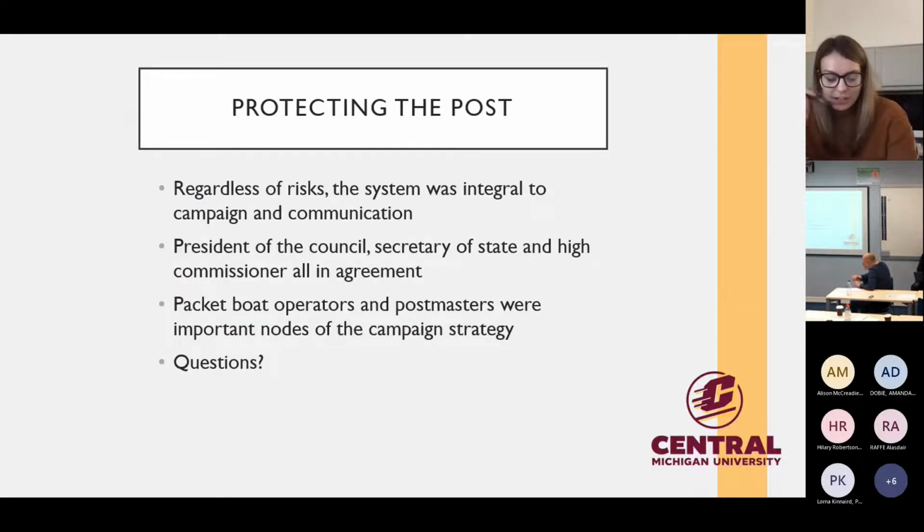So regardless of the risks of these communication networks, people at all levels have different opinions of the post, but no one questions its integrity to the campaign. Many Privy Councillors are concerned about interception, and this is really apparent in Hamilton and Melville's correspondence, which highlights the hazard of the post.